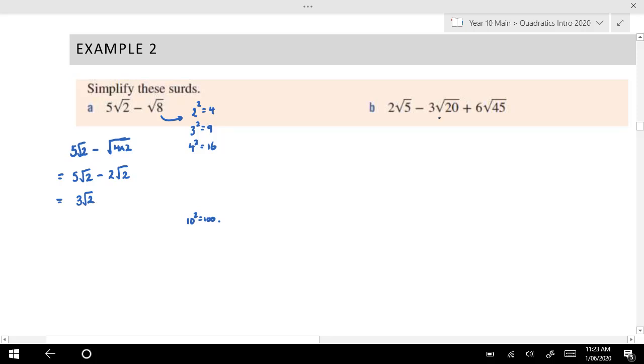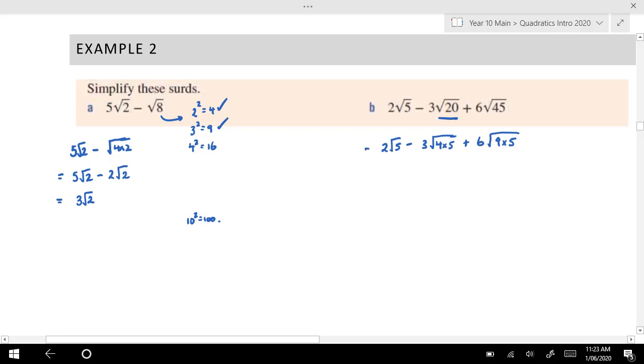Let's simplify this one now. What's the biggest perfect square which goes into this one? Well, we've got 4 times 5 is 20. What's the biggest one which goes into this? Well, we're looking at 9 5s are 45. 9 times 5. So we're looking for those perfect squares. Over here it was 4. Over here on the right, we're using 9.